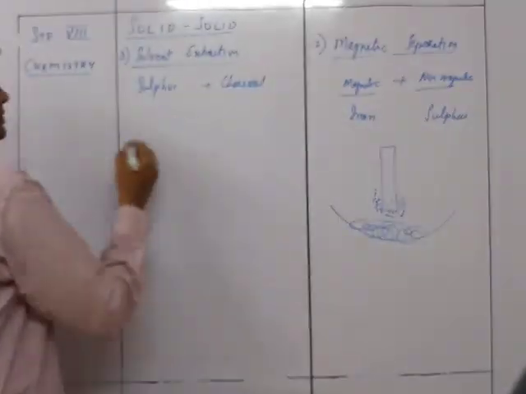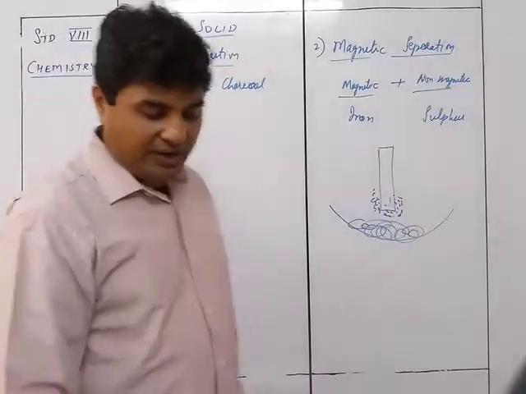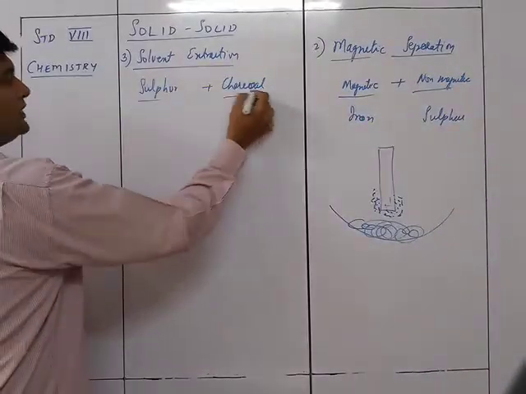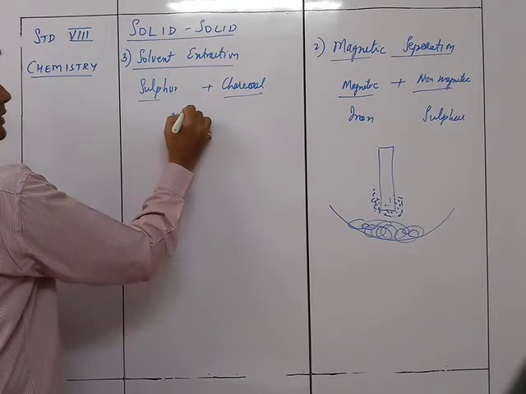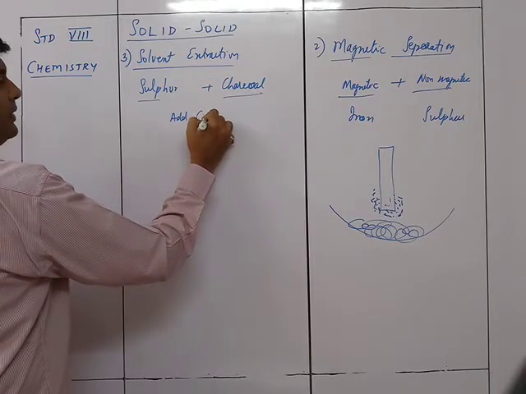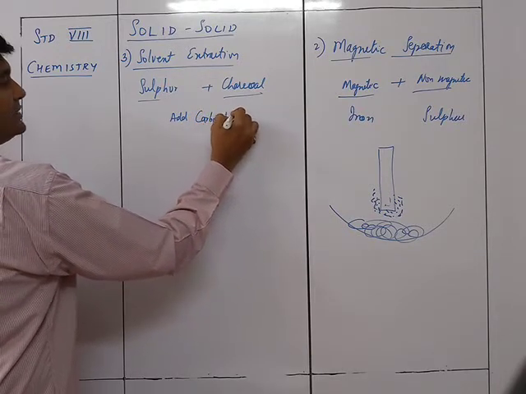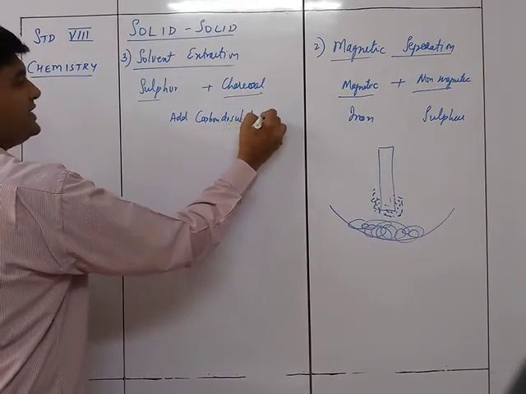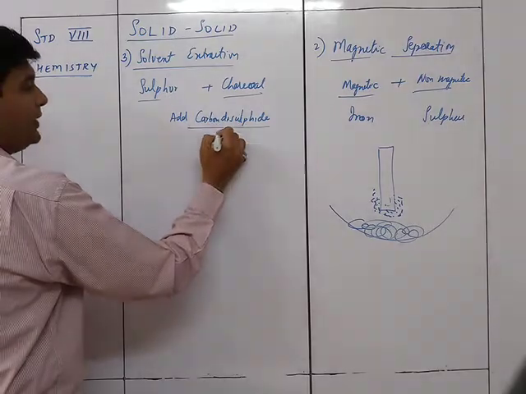Okay, you are going to take sulfur and charcoal. Now what I'm going to do is, to this I'm going to add carbon disulfide. This is a liquid, this is a solvent.